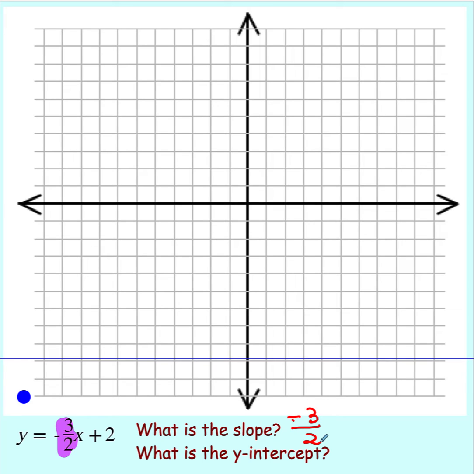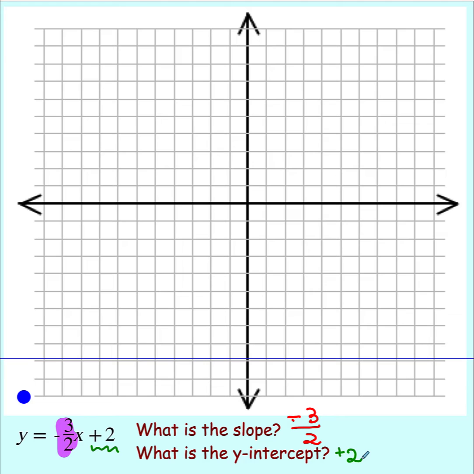The y-intercept is going to be the constant term of the equation when the y is all by itself on one side of the equation. Take the sign that's in front of it. If it says minus, that means it's negative. If it says plus, that means it's positive. So the y-intercept is positive 2.